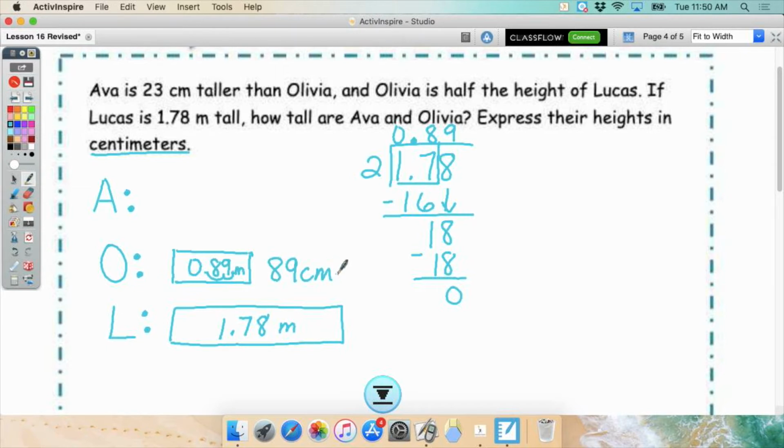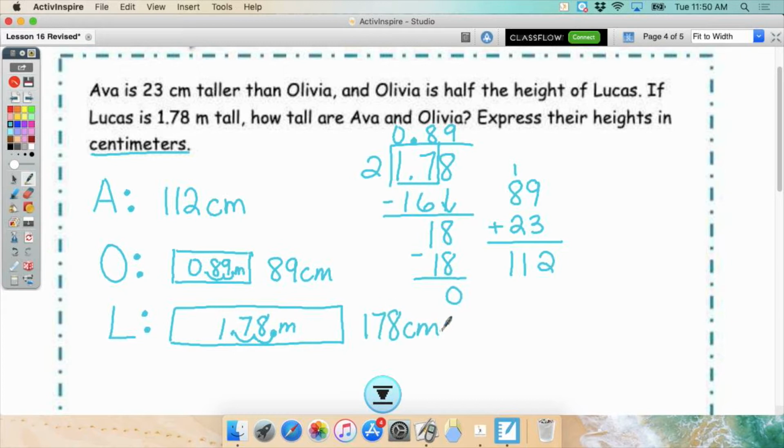So now can I add? 89 plus 23. Did you get 112 centimeters? Yep. Okay, now we've got to change Lucas to centimeters. So what are we going to do? Hop it over. So how many centimeters tall is Lucas? 178. Kind of a cool problem, wasn't it?